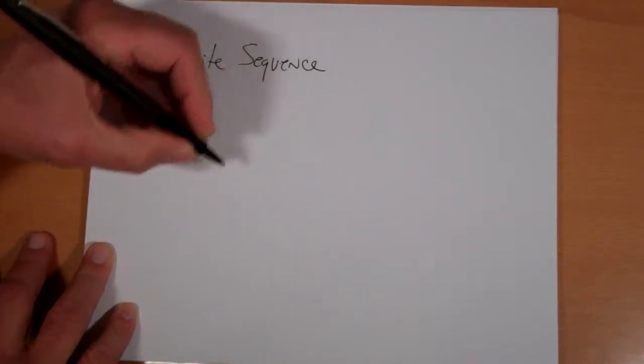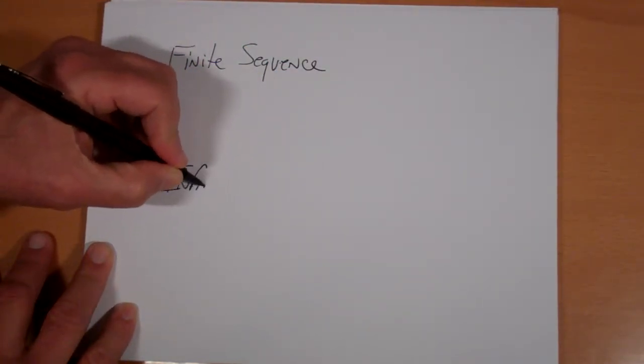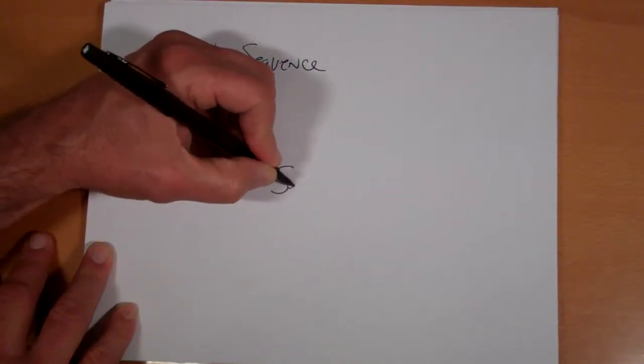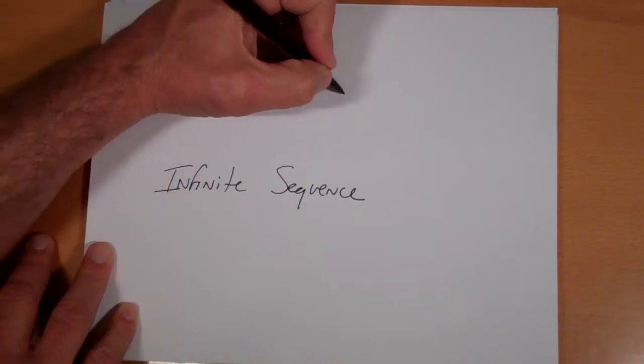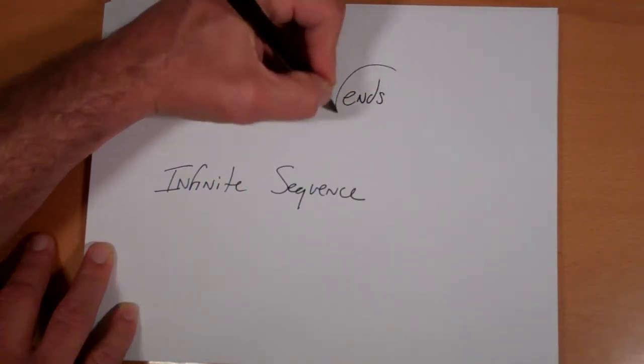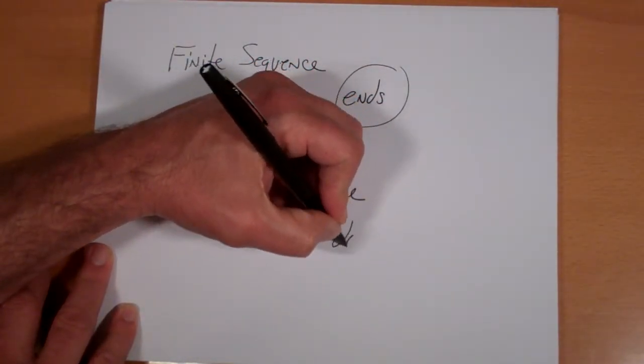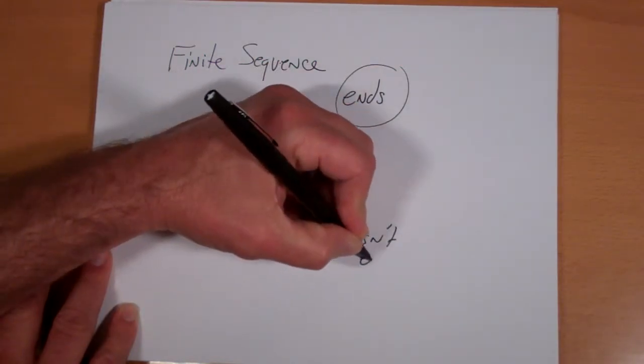The first thing we need is another definition. We want the definition of a finite sequence and an infinite sequence. And the definition is pretty easy. A finite sequence ends, and an infinite sequence doesn't end.